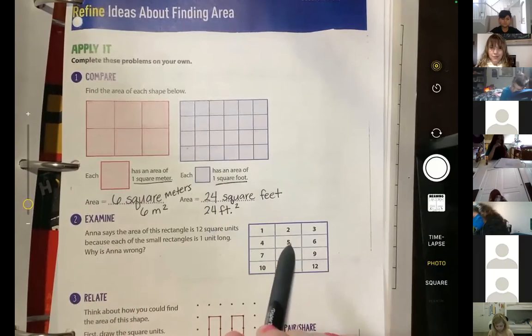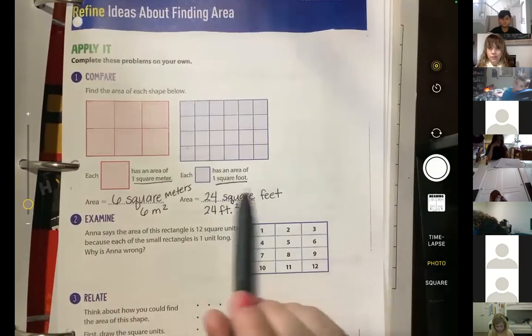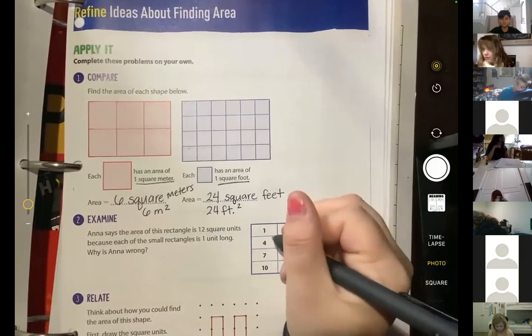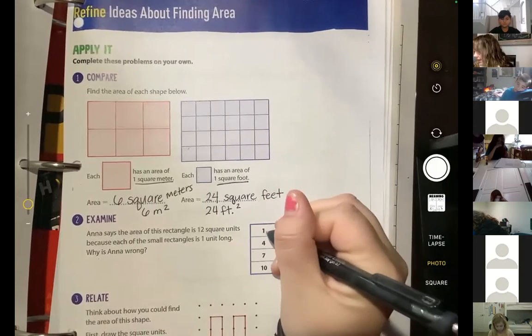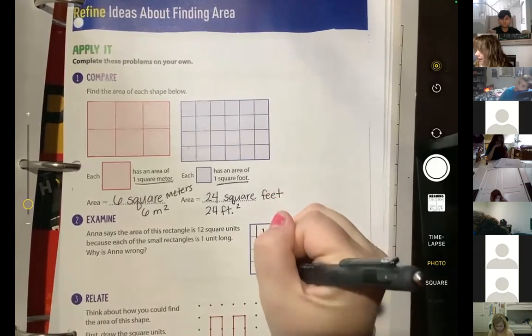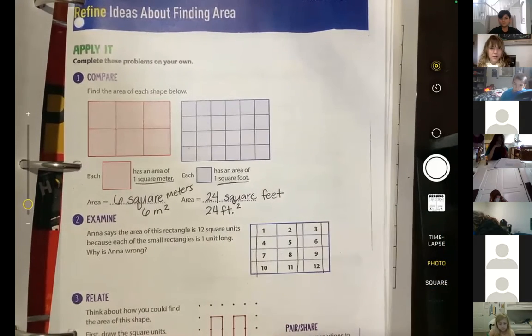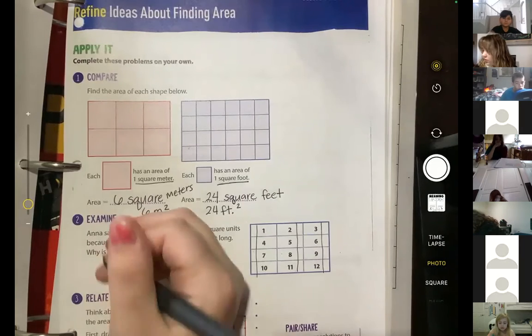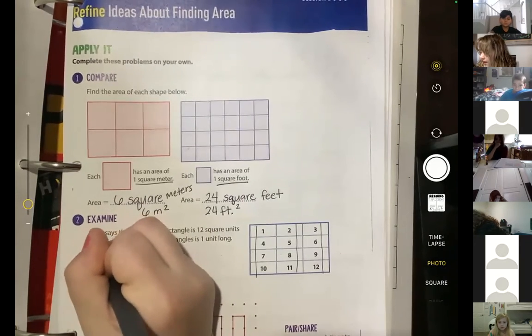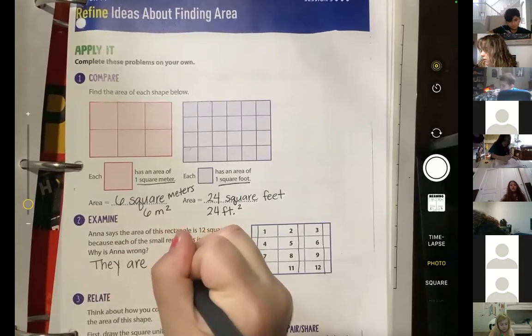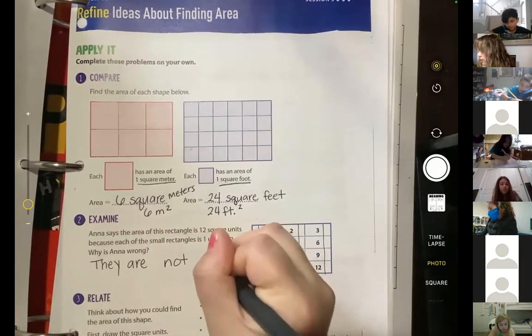You can't just divide it any way you feel like and count the numbers. Because if we could do that, I could technically, you don't need to do this on your paper, but I could technically be like, no, I'm going to divide it over here too. And then I'll count those boxes. But that's not going to be the right way because it's not squares. Okay? So that's all we need to write. They are not squares.